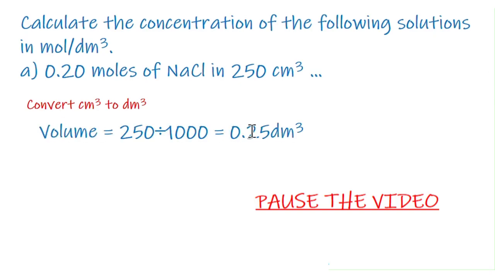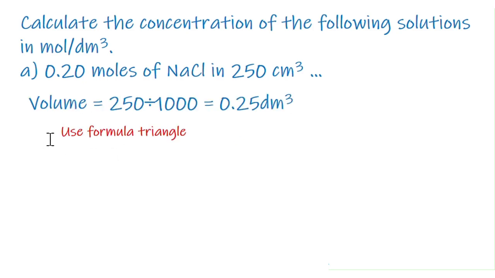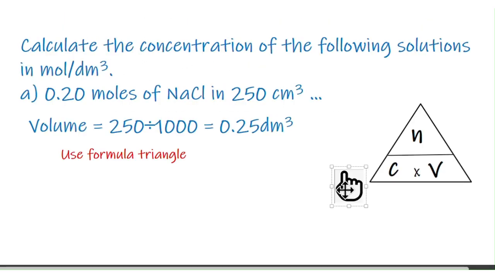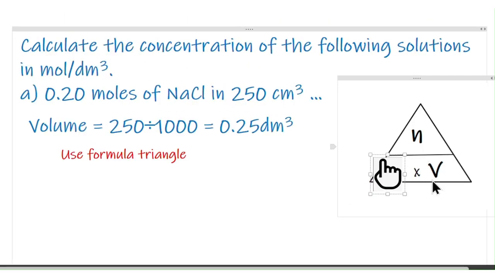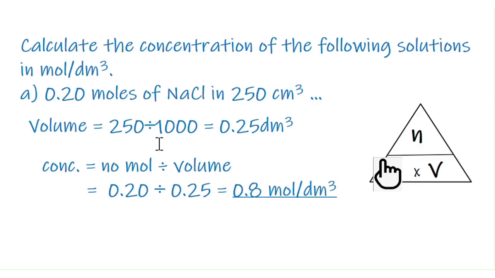So the volume is 250 divided by 1,000, 0.25 decimeters cubed. Formula triangle to calculate the concentration. The concentration is the number of moles divided by the volume. Sub in the numbers. 0.2 divided by 0.25. That works out at 0.8 moles per decimeter cubed. Back of the net. Let's try another one.